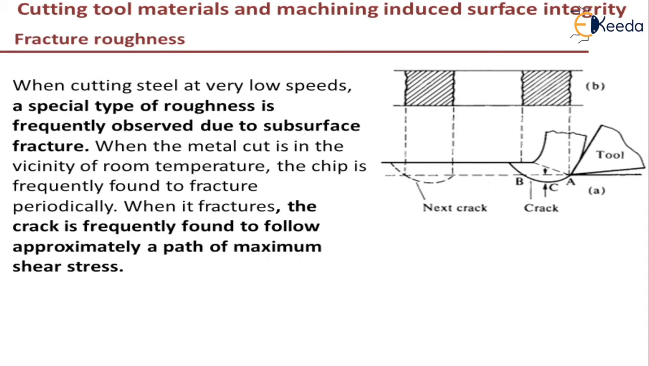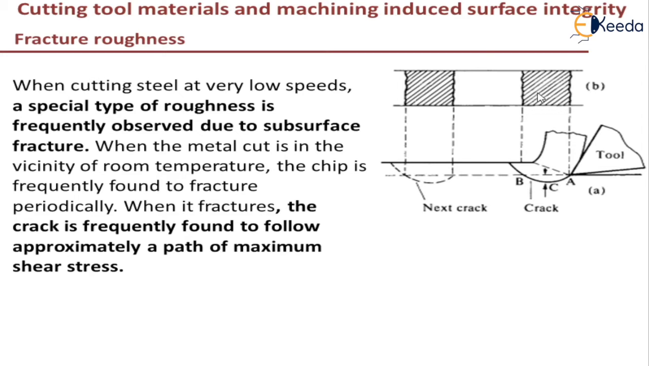As you can see, as the cutting tool proceeds, this is the cutting plane, that is the shear plane, which we have discussed in the other videos. When cutting steel at very low speeds, a special type of roughness is frequently observed due to the subsurface fracture that you can see in the picture. So in the subsurface you can have this kind of surface roughness.